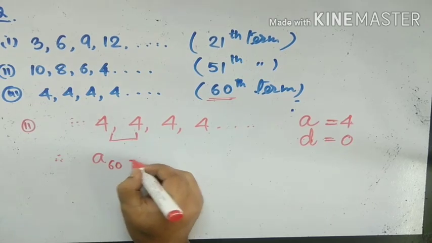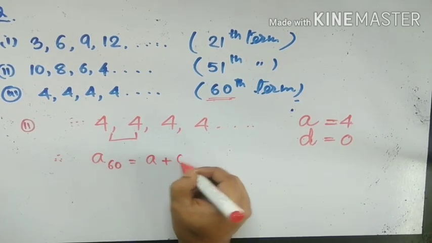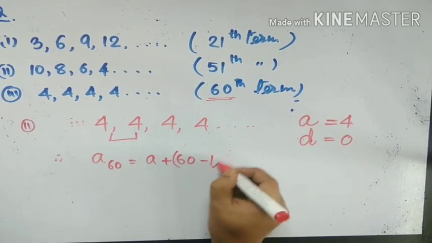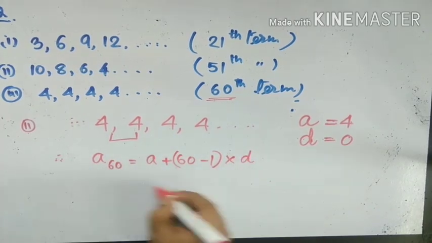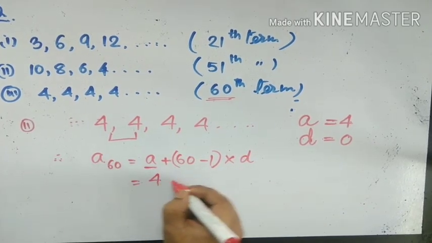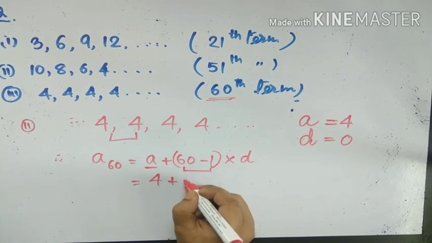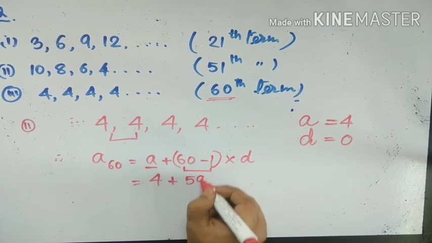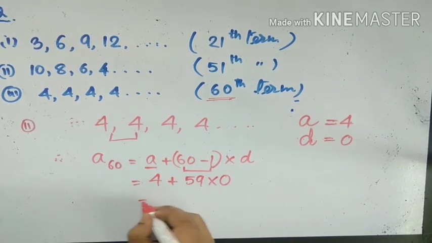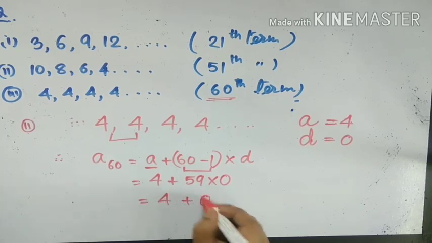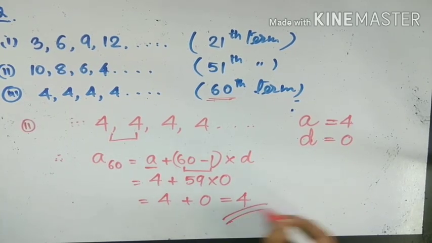So A60 will be A plus 60 minus 1 into D. The value of A is 4 plus 60 minus 1 will be 59, and the value of D is 0. That means 4 plus 0, it will be 4.